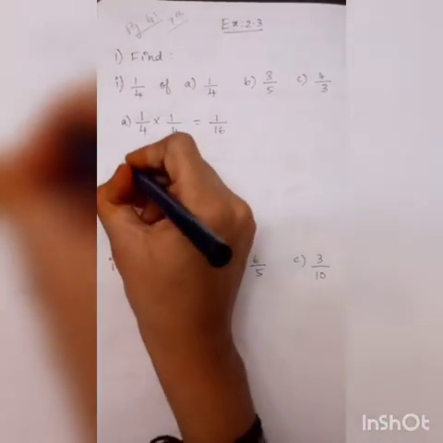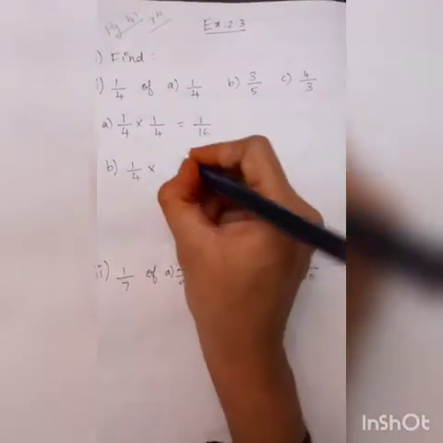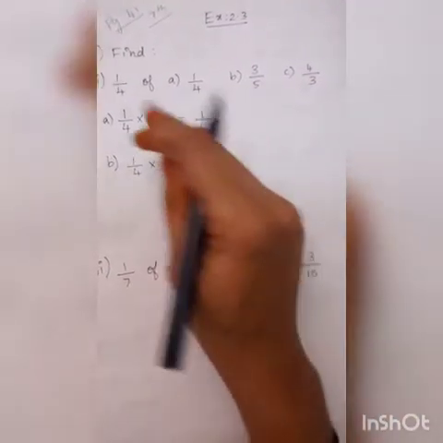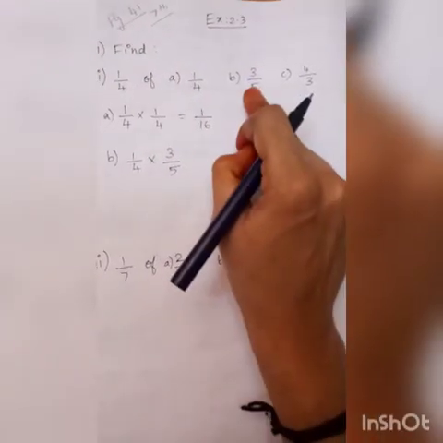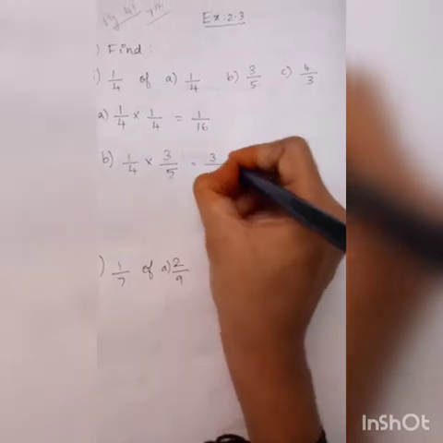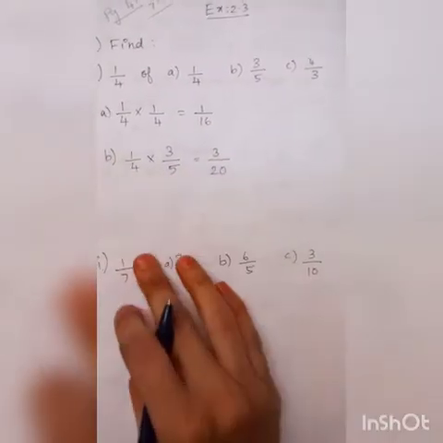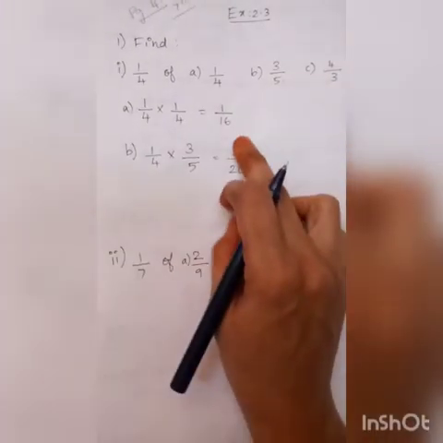Now we are going to start B. 1 by 4 of 3 by 5. Is it correct? 1 by 4 of 3 by 5. Now 1 3s are 3, 4 5s are 20. So this is your answer. Next, C.